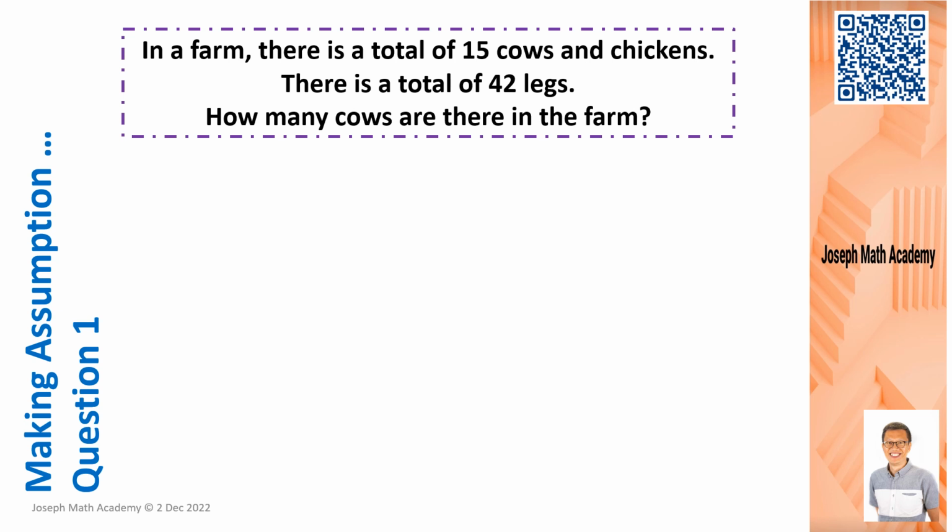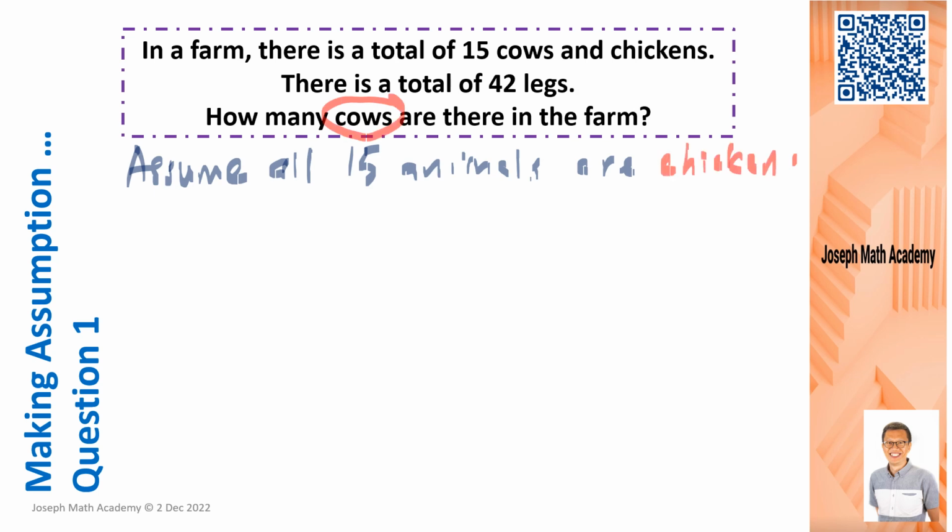Now, we have 15 cows and chickens on a farm. I'm going to do the assumption method. So, assumption statement: assume all 15 animals are, what? They ask us to find the number of cows, so we assume the opposite.